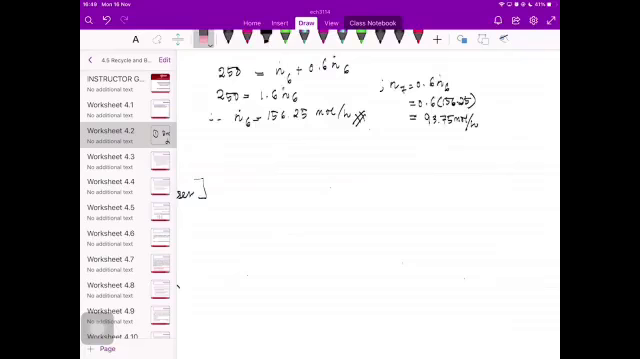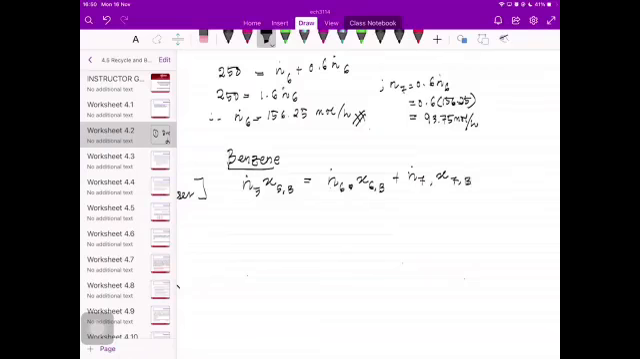Okay, let's do the molecular balance for the compound. Here we have the information for benzene. So we're going to write for benzene, we have the inlet stream, which is N5 X5B, is equal to N6 times X6B plus N7 X7B, right? So we have N6 X6B and N7 times X7B.